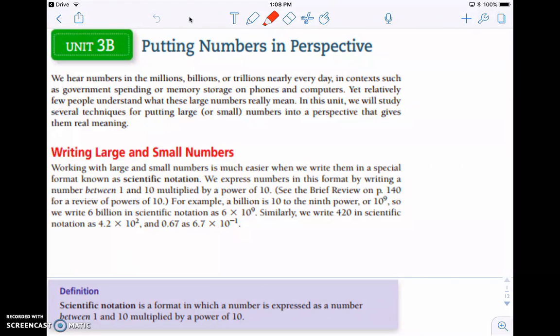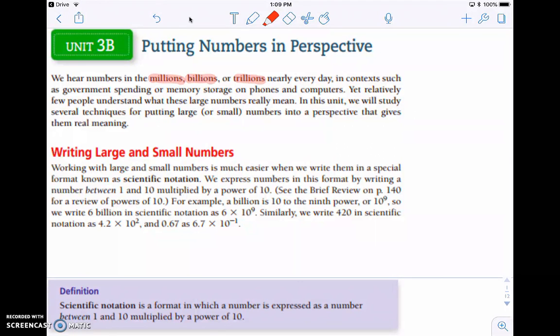We hear numbers in the millions, billions, and sometimes even trillions nearly every day, whether you're talking government spending or memory storage on a phone or computer. You hear gigabytes, terabytes, megabytes. But actually, relatively few people understand what these large numbers mean. So in this unit, we're going to look at some techniques for putting large or small numbers into perspective so they get some real meaning.